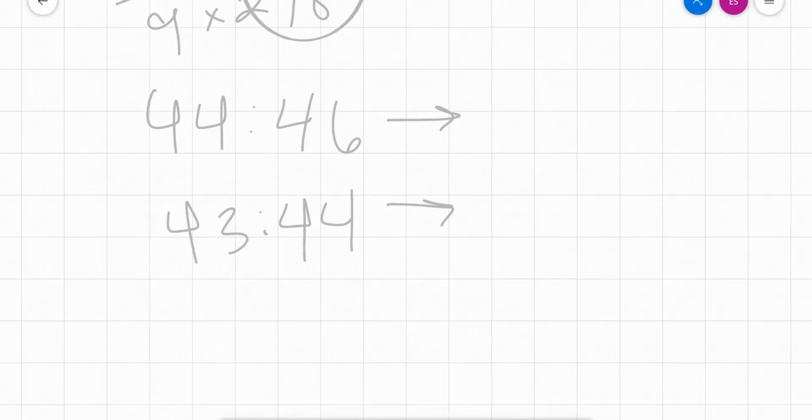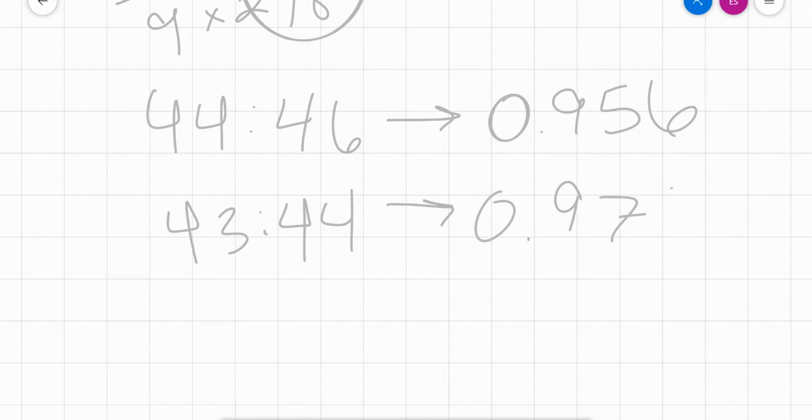And you should actually do that. Go ahead and think about the problem and think about what you predict the answer will be. It's good to do that. We call it metacognition, thinking about thinking. That's a good thing. But do use your calculator. Do check your work. So 44 divided by 46 is 0.956, and then 43 divided by 44 is 0.977. So my gut was right.